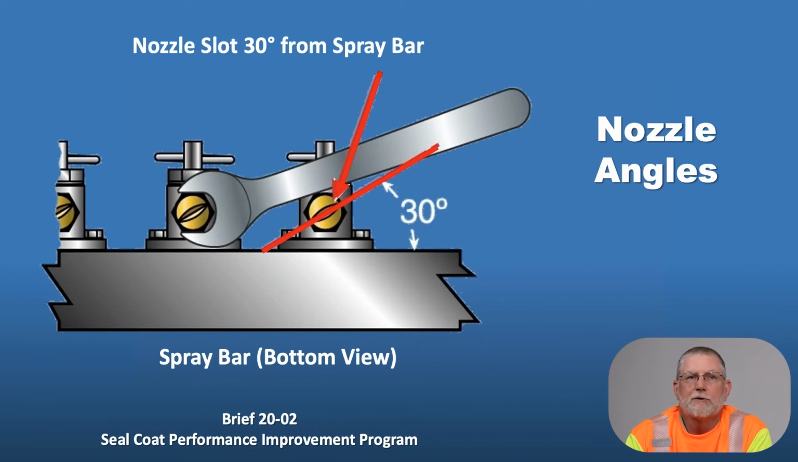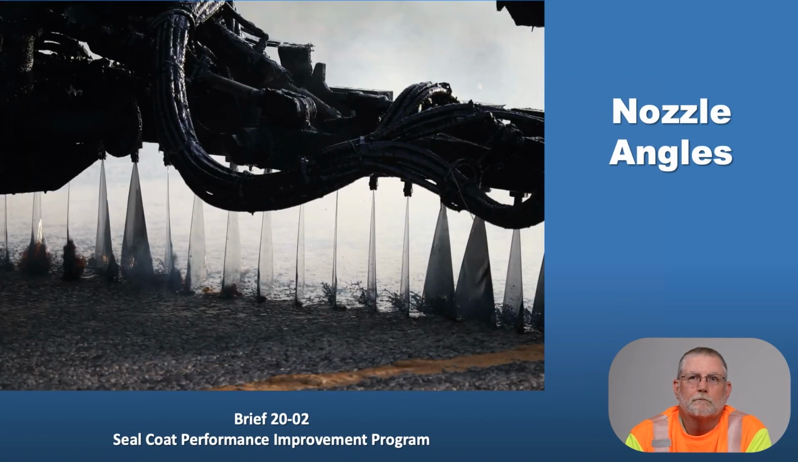Nozzle angle. All of these distributors come with a wrench specifically designed for this. When you put it on that nozzle and you touch the handle to the nozzle next to it, it will automatically be lined up at a 30-degree angle. Here's a picture of some nozzle angles that are not quite right. As you can see, you're going to have some isolated locations across this bar where you will have some longitudinal streaking.